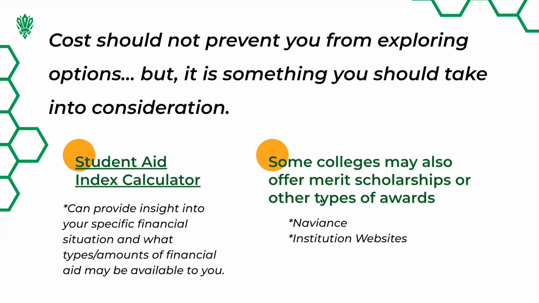An additional option would be some colleges might offer merit scholarships based on GPA or other things, other affiliations you have. So there might be other types of awards with that. The institution websites often have scholarships posted based on specific colleges or programs you might be involved in. And again, Naviance has a scholarships tab, so you can look at college-specific scholarships on there.